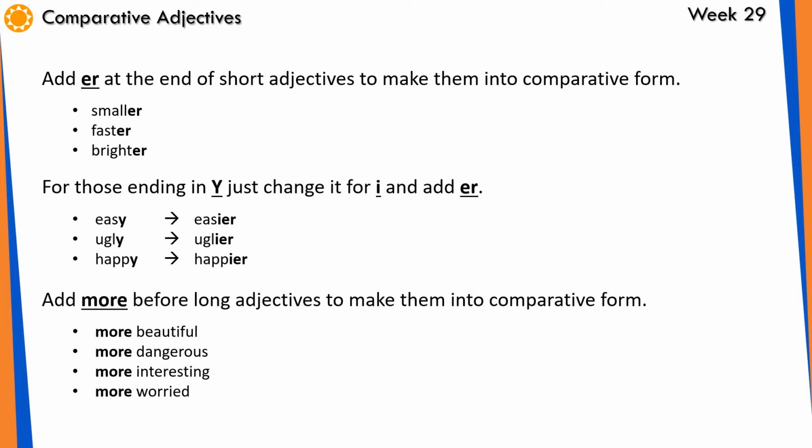Add ER at the end of short adjectives to make them into comparative form: smaller, faster, brighter. For those ending in Y, just change the Y for I and then add ER. Easy turns into easier. Ugly, uglier. Happy, happier. Add the word more before long adjectives to make them into comparative form: more beautiful, more dangerous, more interesting, more worried.